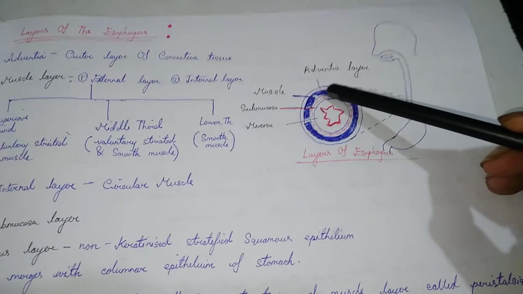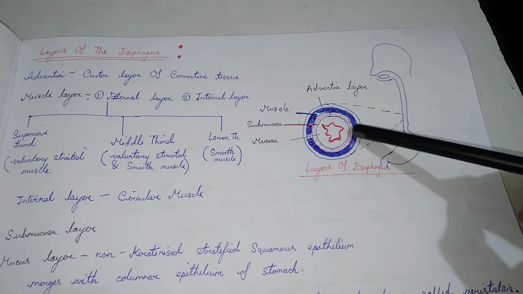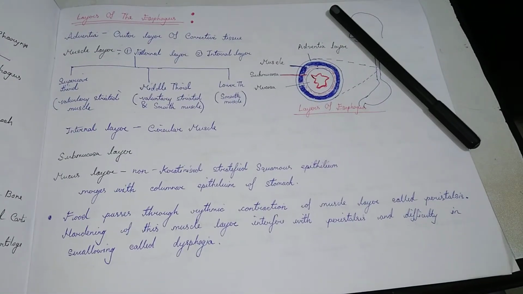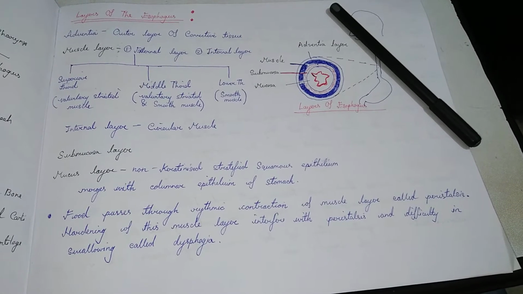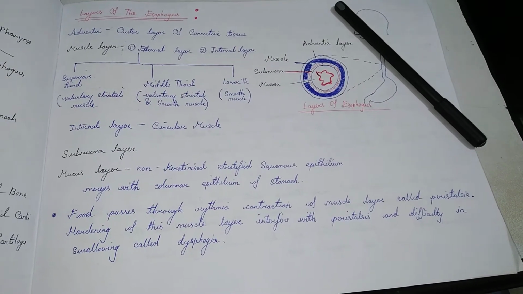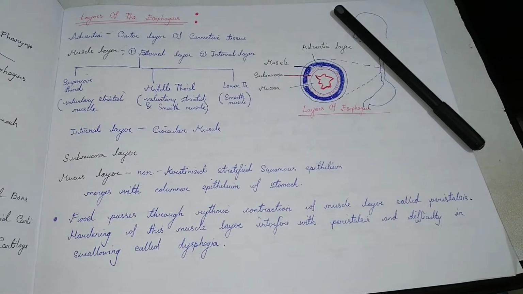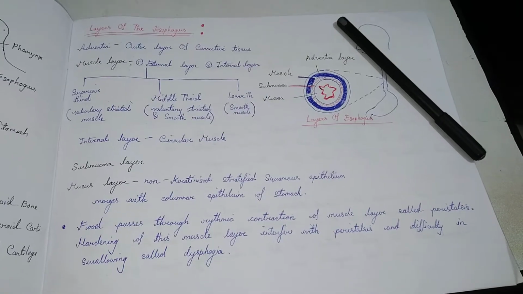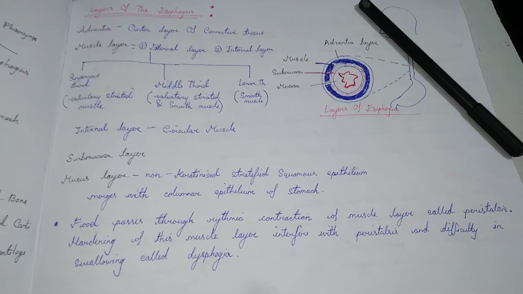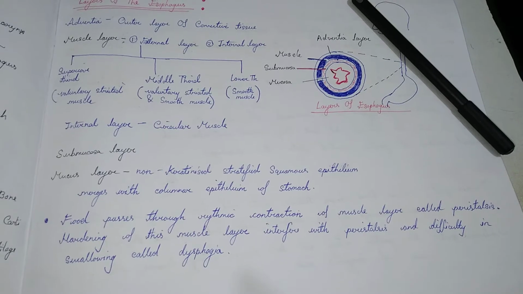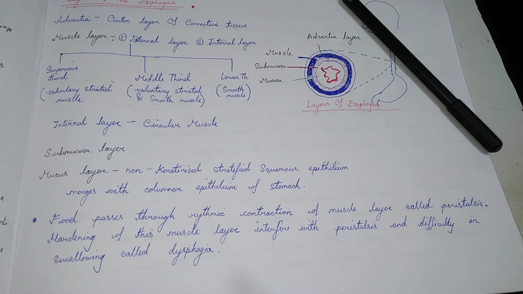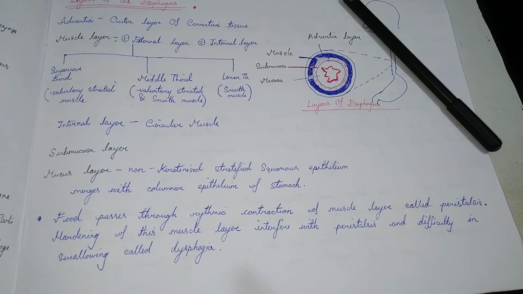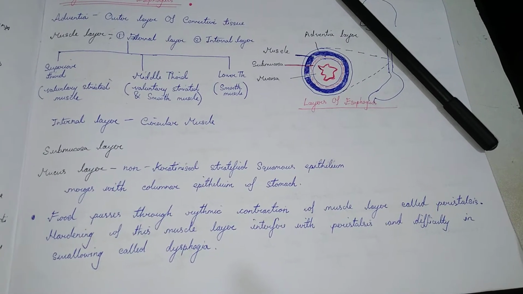This muscle layer of the esophagus is completely responsible for peristalsis, and hardening of this muscle layer interferes with peristalsis and causes difficulty in swallowing, called dysphagia. If, for some reason, the muscle layer gets hardened or loses its elasticity, what will happen? It will interfere with the peristalsis, and the patient will find difficulty in swallowing, which is called dysphagia. Dysphagia means difficulty in swallowing food.